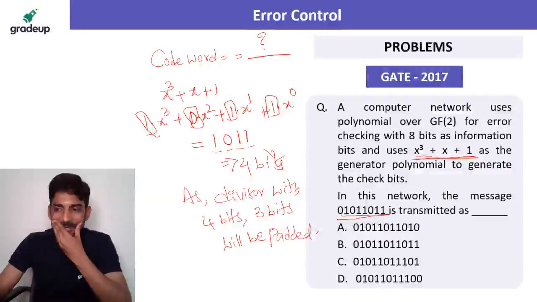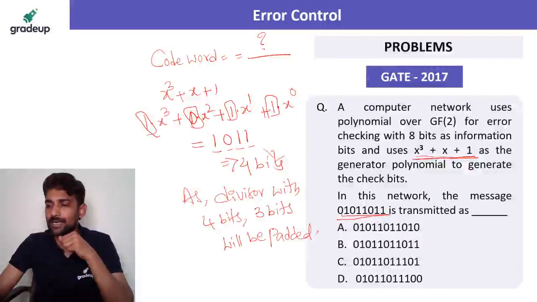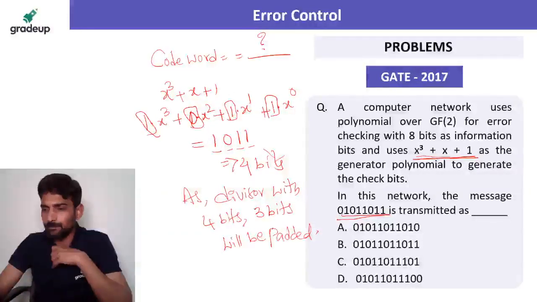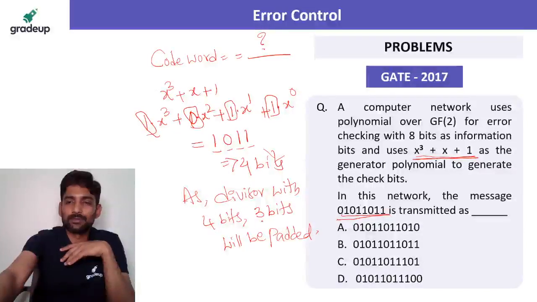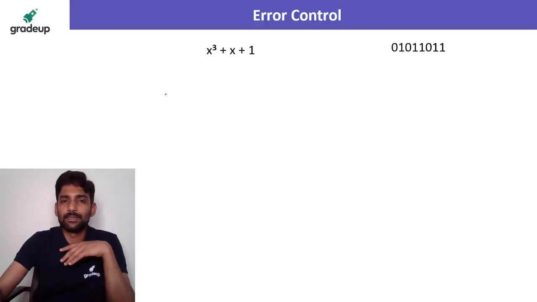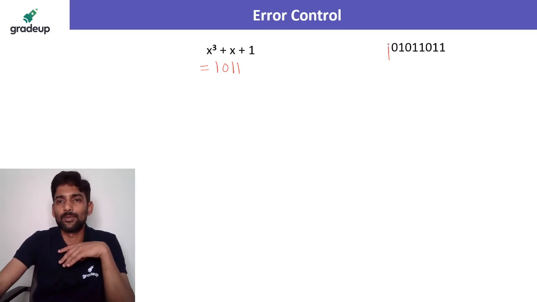Right. So meanwhile, anybody else having some doubts, you may ask. Shikhar was giving the answer as option C. Charu also C. Anybody else with the answer? So this is what is given. And what does x cube plus x plus 1 mean? 1 0 1 1. So we will first append 3 zeros.